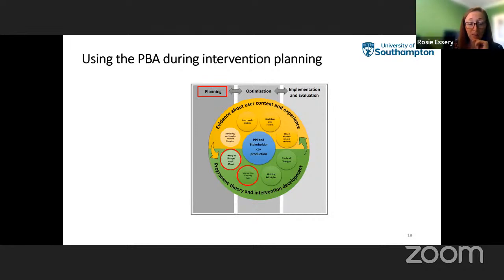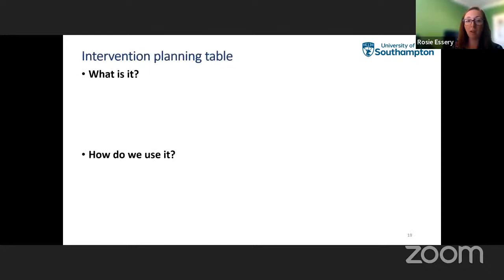And this can include behavioural analysis and also a little bit about developing a logic model. Behavioural analysis and logic models are not things that are unique to the person-based approach, so you will hear about those in other approaches to developing interventions. But the intervention planning table, combining these activities with the in-depth user-based work, and also developing guiding principles is specific to the person-based approach.